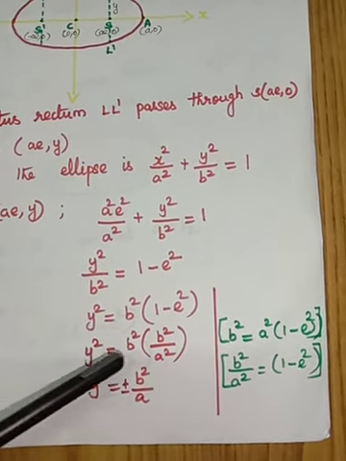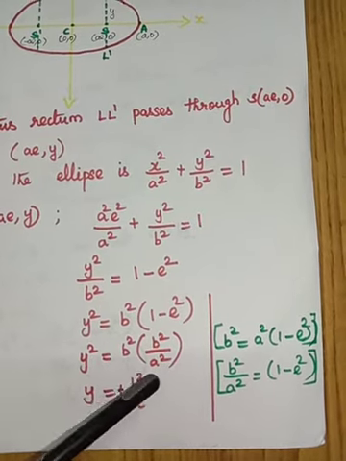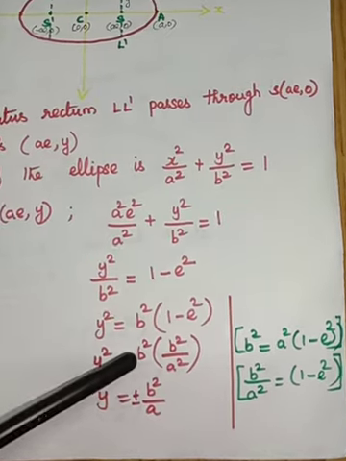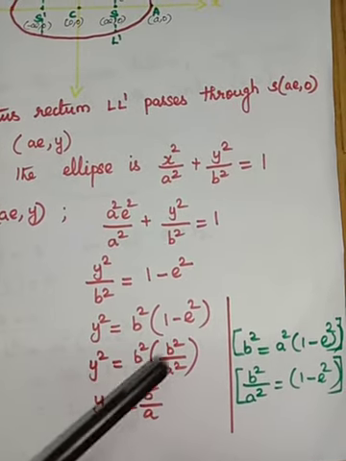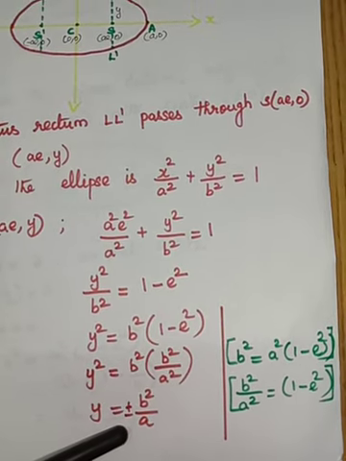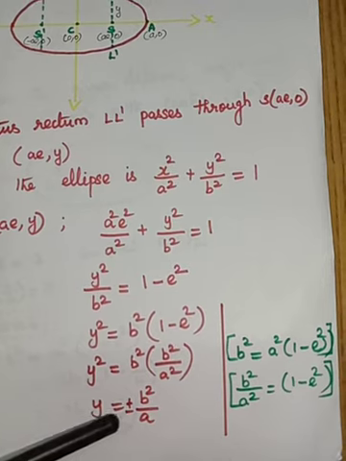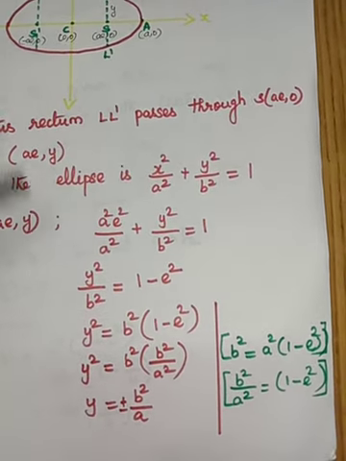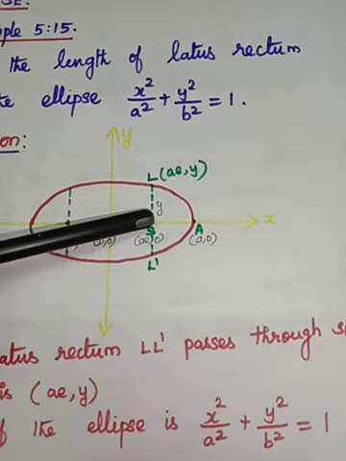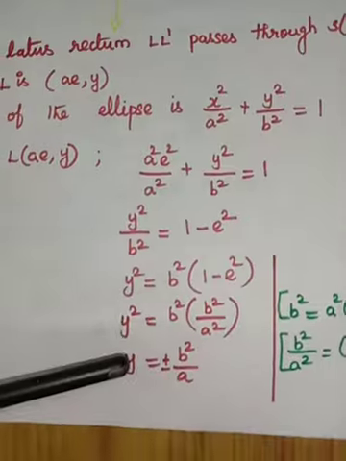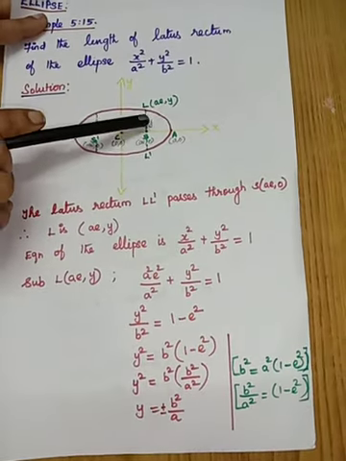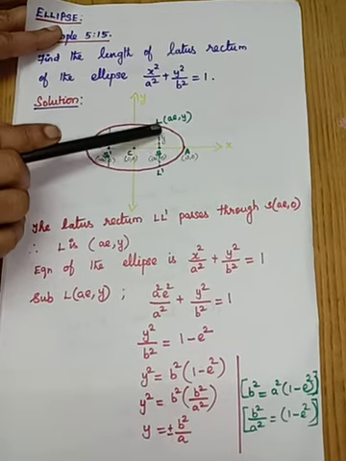In the place of 1 minus e squared, you substitute b squared by a squared. So y squared is equal to b squared into b squared by a squared. When you take the square root, y is the square root of b to the power 4, which is b squared, over the square root of a squared, which is a. So y is equal to plus or minus b squared by a. See that it's a distance, and the distance cannot be negative, so we take y as b squared by a.